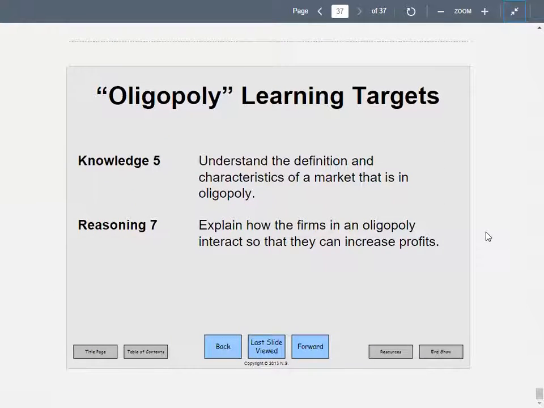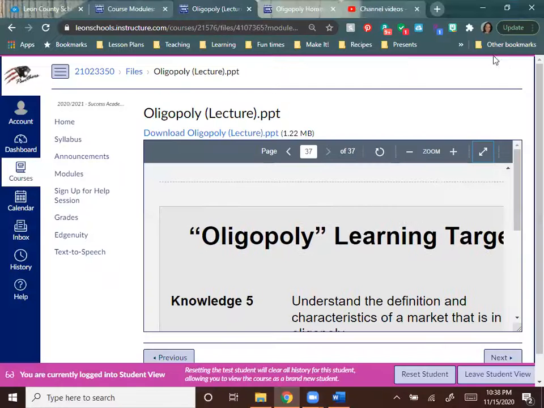So now you should be able to understand the definition and characteristics of a market that is in oligopoly. And you should be able to explain how the firms in an oligopoly interact so that they can increase profits. So now let's look at the one activity that we have for oligopoly.